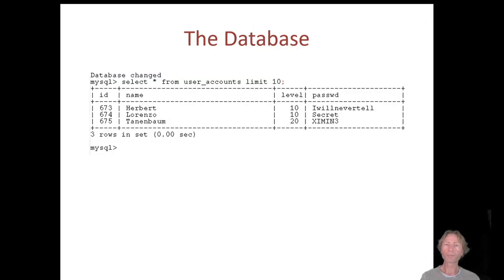Okay. So what does a database look like? So this was the web part. What does the database look like? Well, the database may look something like this, and it doesn't actually matter, again, which database we use, for now at least. If we look at the database, then we see that in the user accounts, we have a number of actual users. So there's a user Herbert, Lorenzo, Tannenbaum, and they have some access levels, and they have some secret passwords, some identifiers, and so on.